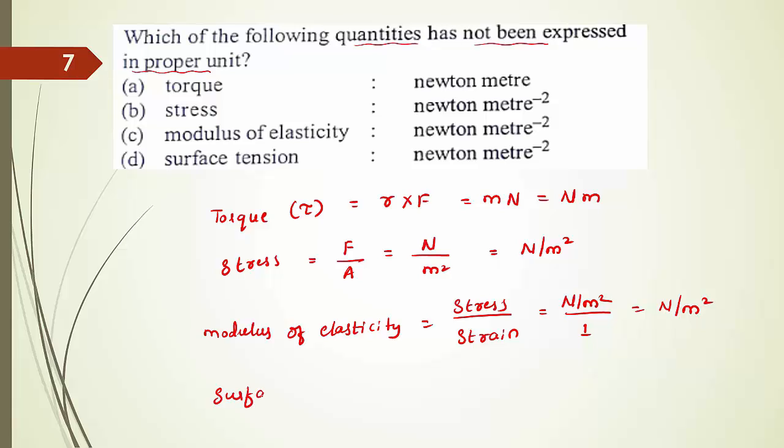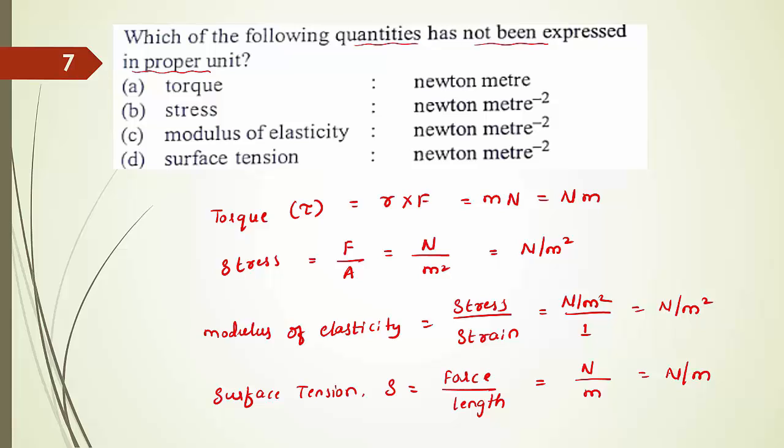Then the fourth one, surface tension. Surface tension is given by the equation S equals force over length. Force divided by length gives surface tension. The SI unit of force is Newton and length is measured in meters. Newton per meter is the unit of surface tension.